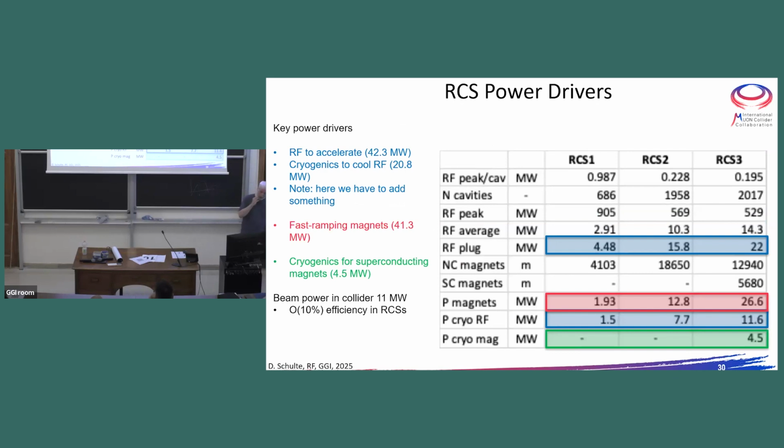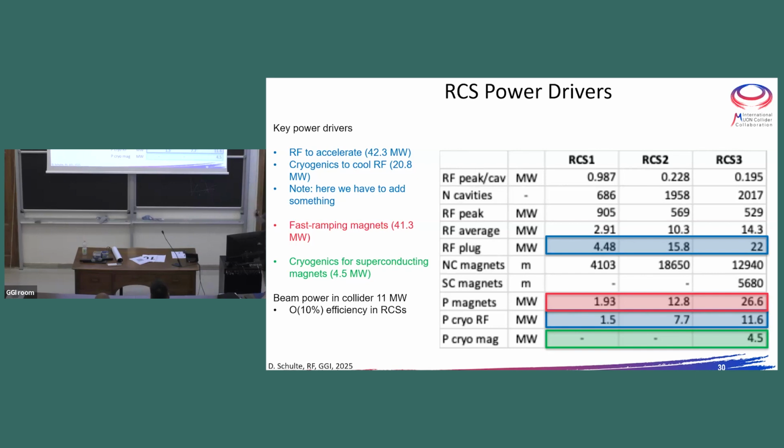Okay. Just to give you some quick numbers on the power drivers. So this here was what I showed on Monday, and for the RCS. And just here you see this was the wall plug power of the RF. So this is the peak power. Then we have pulsed operations. So the 900 megawatts of peak power become like 3 megawatts, because we operate only a fraction of the time, like 30%.